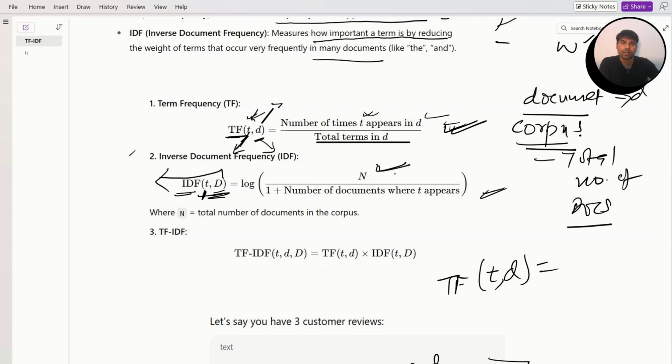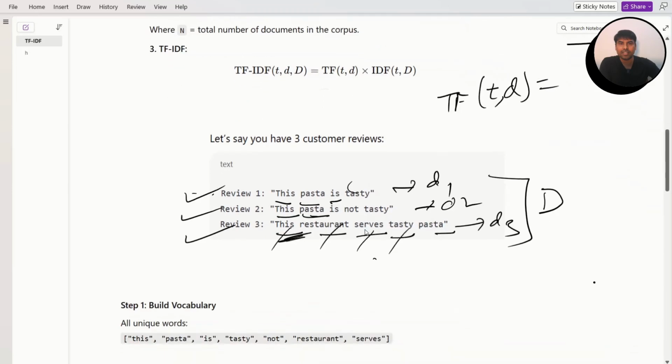N is the number of documents in my corpus. So what is N here? N in this case will be 3. I have 3 documents, D1, D2, D3, so the number is 3 for N, right?